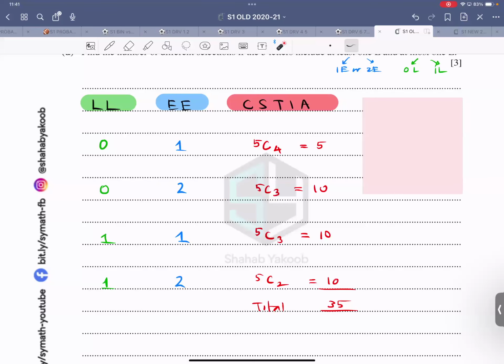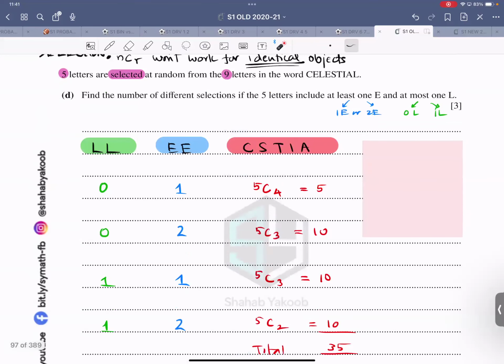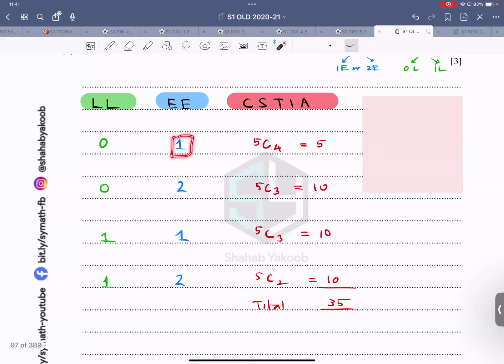And then since I need a total of 5: in this case, 1 is chosen, the remaining 4 are chosen out of 5. 2 are chosen, remaining 3 are chosen out of 5. 1 is chosen, remaining 3, since 1 plus 1 is 2. 2 are chosen, remaining 3 out of 5. And 3 are chosen, remaining 2 out of 5. This is the answer.